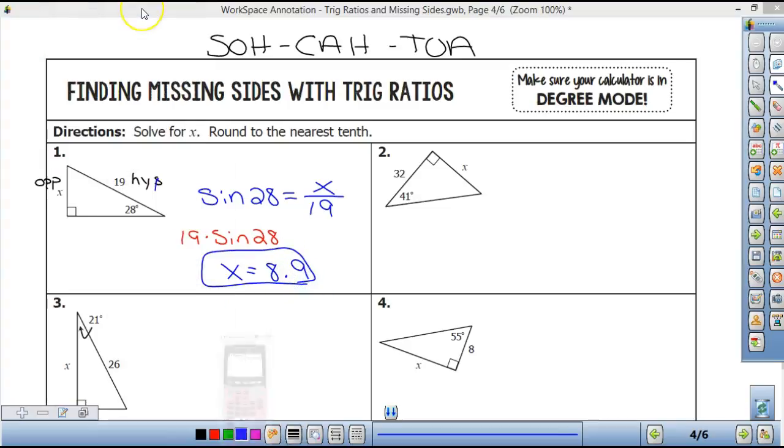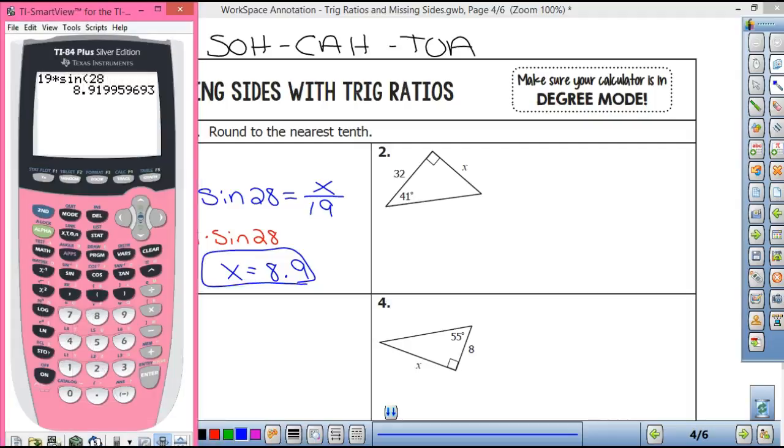Okay, and then take a quick peek. Does that make sense? If my hypotenuse is 19, would it make sense that one of my sides might be 8.9? Yeah. If you get something like 427, you know you did something wrong. If you get like 0.33 repeating, probably not a side length, right? So make sure your answers make sense.